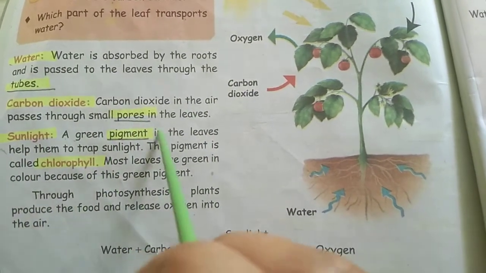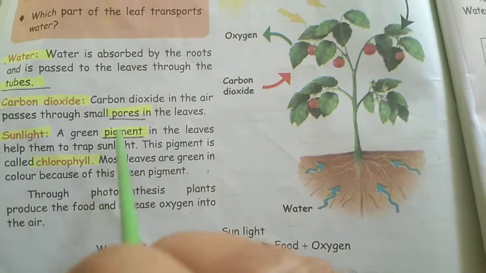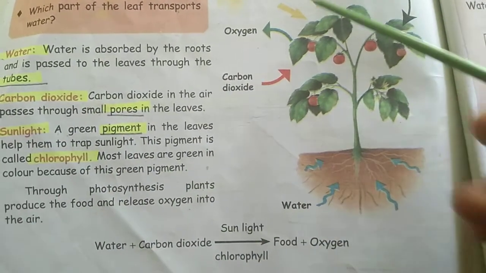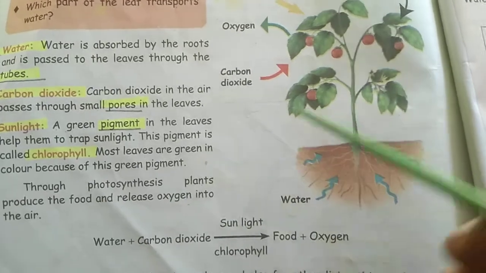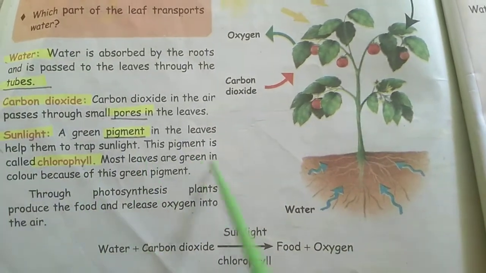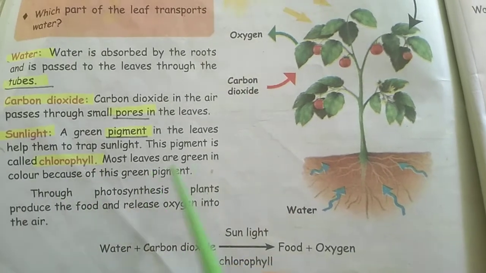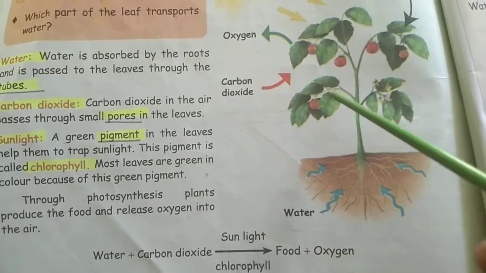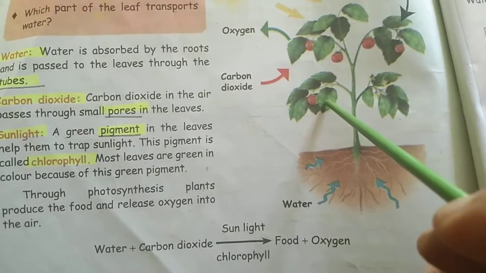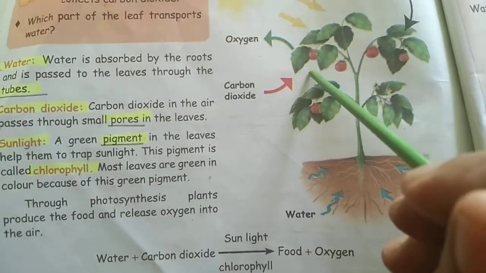Sunlight: a green pigment in the leaf helps them trap the sunlight. I told you, right? The green leaf absorbs the sunlight. The pigment is called chlorophyll. Most leaves are green in color because of their green pigment, so that it can absorb the sunlight.